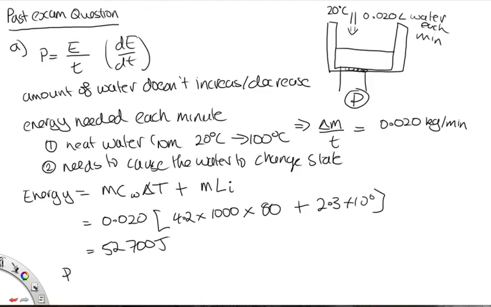So the power is equal to the energy over the time. This is 52,700 over 60 seconds because it's in a minute. The usual unit for power is watts, which is joules per second. So we divide by the 60, which gives us 879 watts on the calculator, which to two significant figures is 880 watts. So that is the answer to part A.